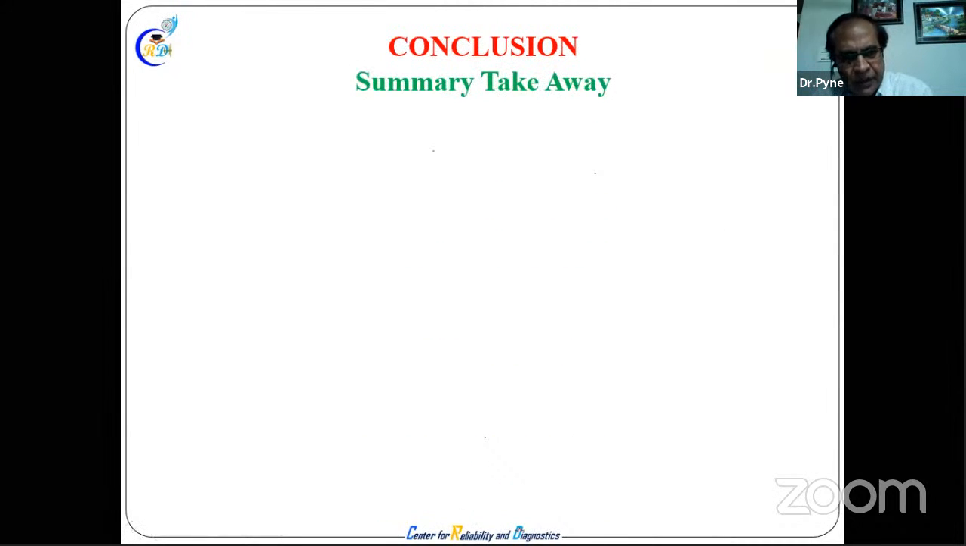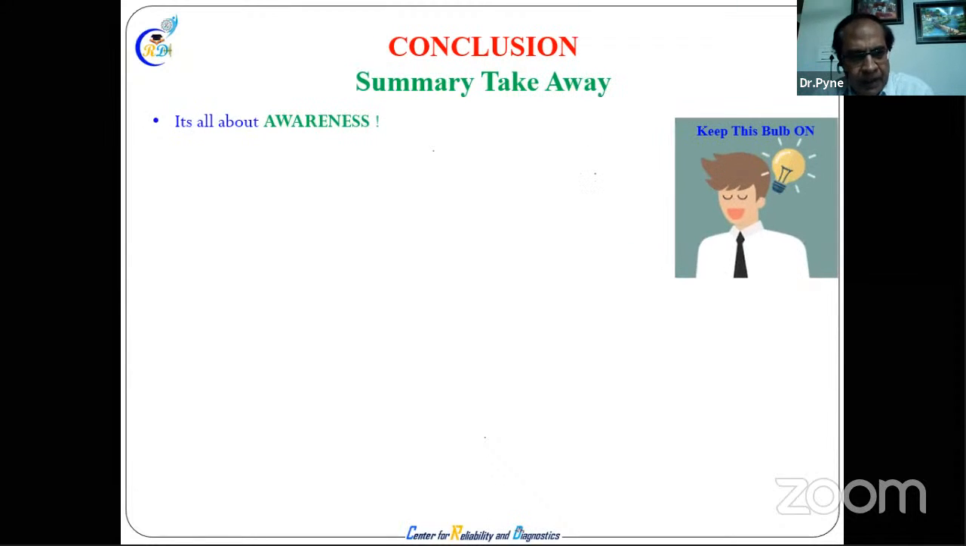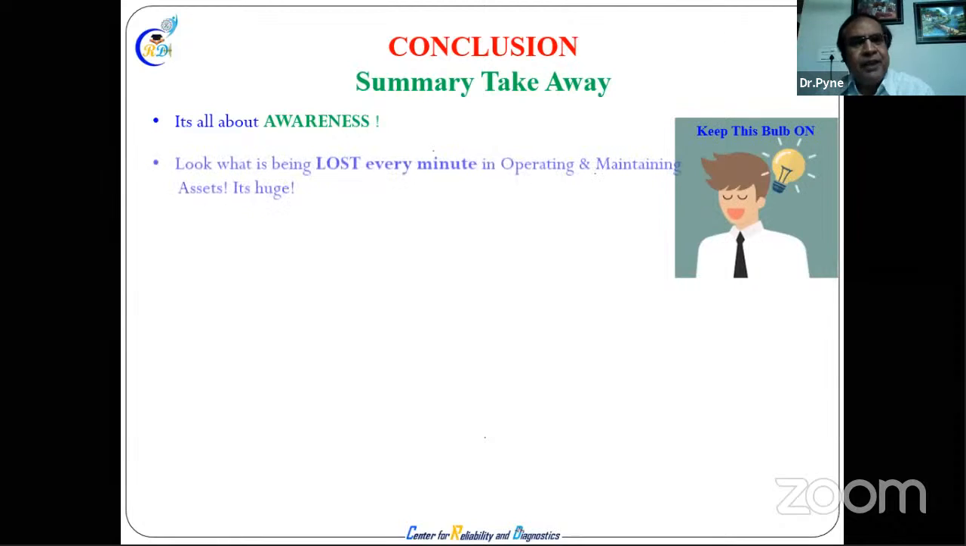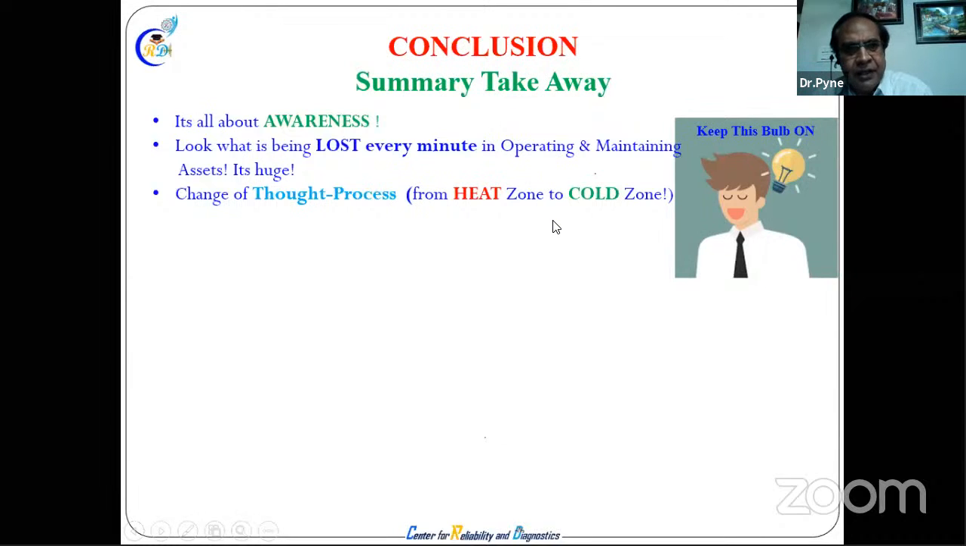The summary takeaway is this: it is all about awareness. Energy saving in maintenance is all about awareness. If we keep our energy and thought process on, we have to think that the loss every minute in operating and maintaining assets is huge. It's huge. You have seen it in the compression loss and leakage. And a change of thought process.